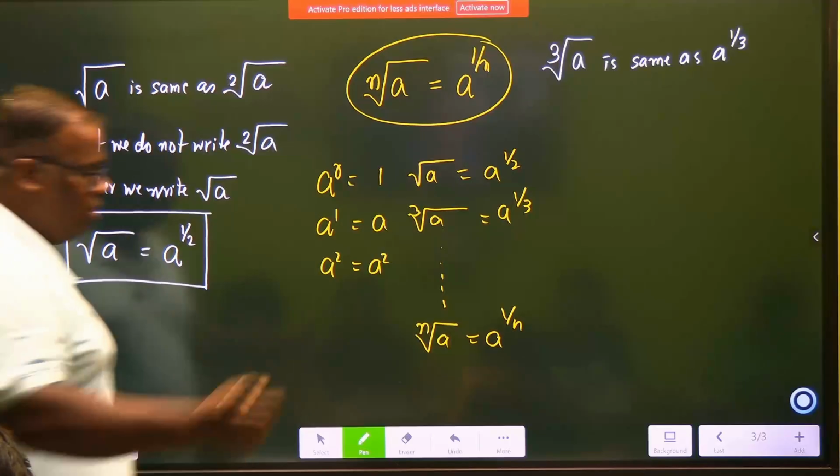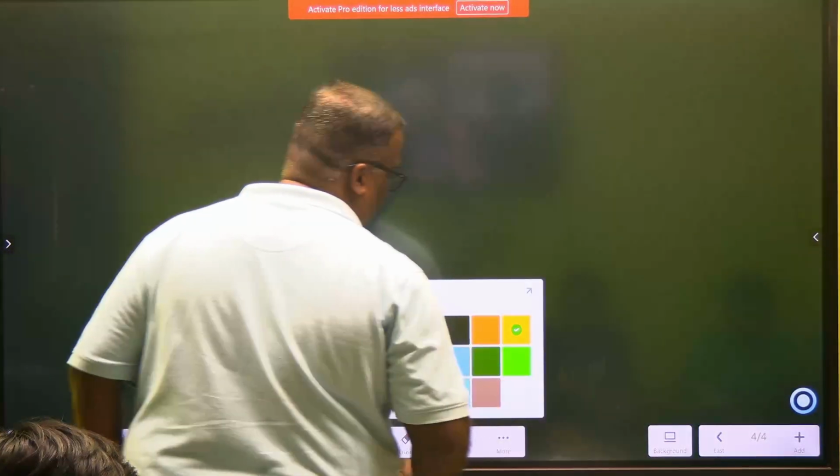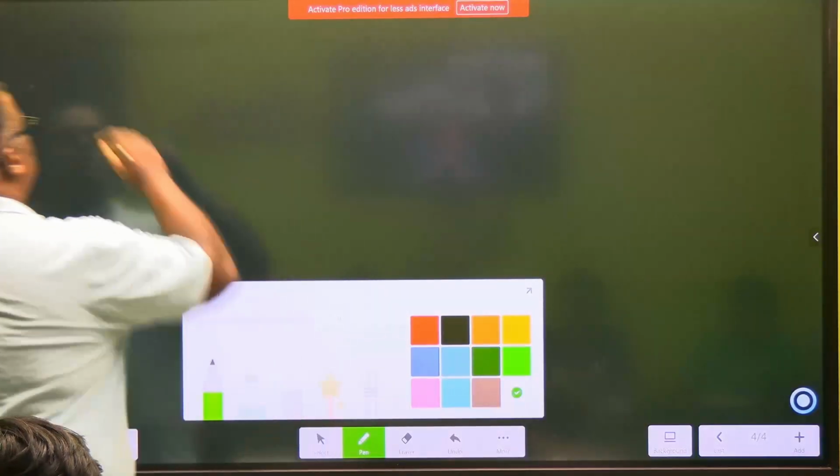Acha. Now let us revisit what we had learned and try to prove. Acha, are you aware of this exponent law?